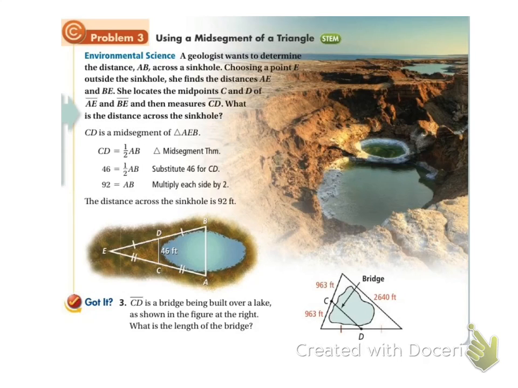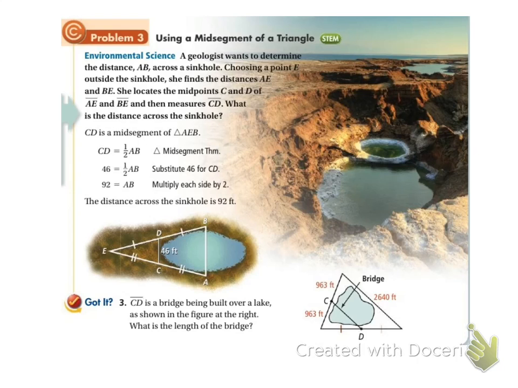Okay, using the midsegment of a triangle. So we can use the midsegment to determine the distance, in this case, across a sinkhole. But let's look at our got it problem down here. It says CD is a bridge being built over a lake. As shown in the figure at right, what is the length of the bridge?